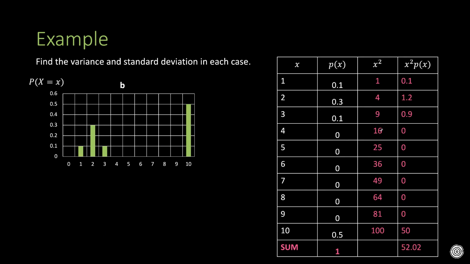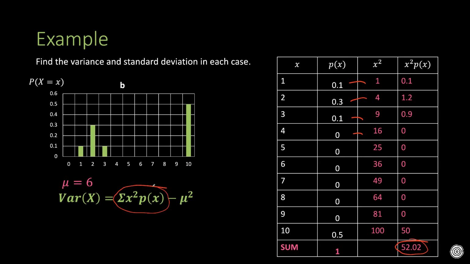Question B, same thing. I've obviously squared all my x values here. Again, this column has changed according to my distribution in graph B. And then I've just done the same thing. Those values are multiplied by each other, and then I found the total sum. So knowing that the mean is 6, this is the formula. 52.2 represents this part of the equation. So then I'm left with 52.2 minus 6 squared, which is 16.2. So the standard deviation is 4.02.